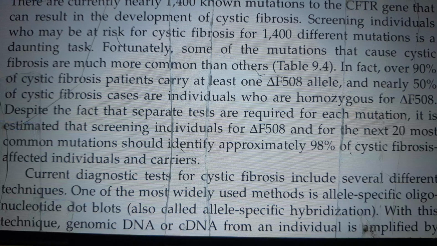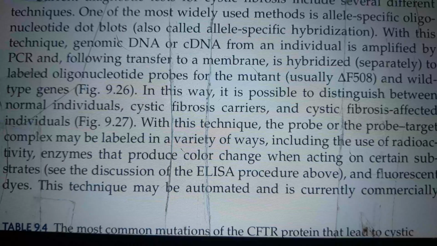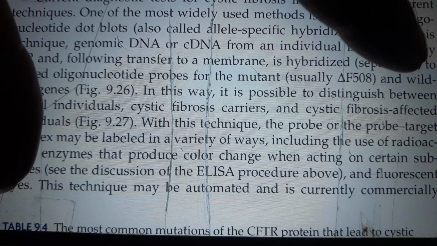Despite the fact that separate tests are required for each mutation, it is estimated that screening individuals for delta F508 and for the next 20 most common mutations should identify approximately 98% of cystic fibrosis affected individuals and carriers. Current diagnostic tests for cystic fibrosis include several different techniques.